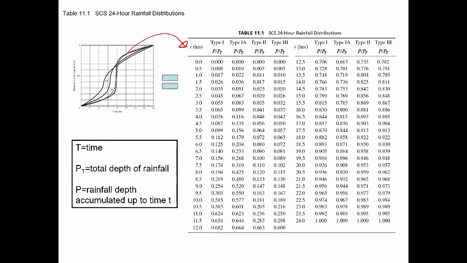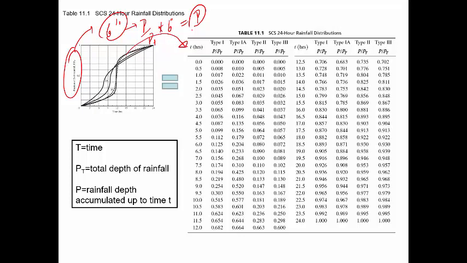So what this does is it gives you a dimensionless pattern of rain. If I multiply this by, let's say you have a 6-inch rain, then you have P over PT, and you multiply by the 6 inches, and you will get the actual precipitation or intensity that you'll get for that specific storm. I hope that is clear.